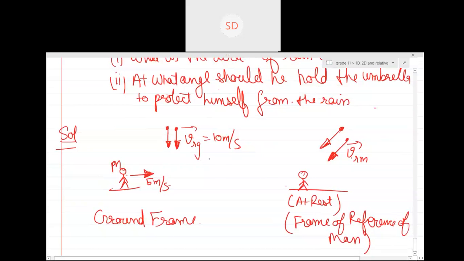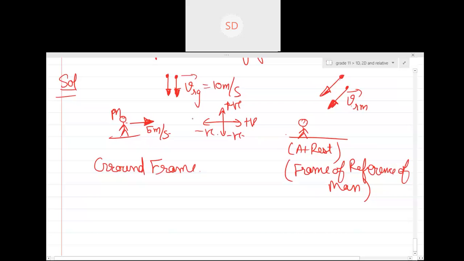It's easy. Decide the direction. Let's say positive is over here, negative is over here. No, this is positive and this is negative, and this is also negative. Is this clear, guys? I'm just deciding the sign convention. So can you see from here, the velocity of rain with respect to ground is basically minus 10 j cap. Yes or no?